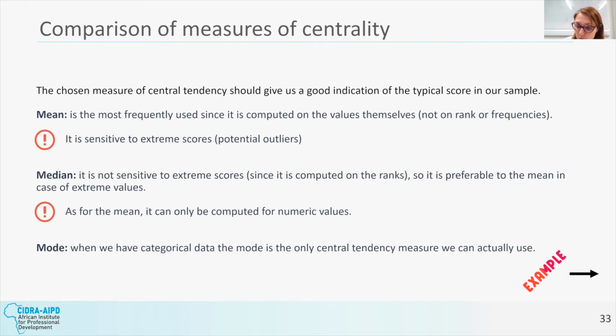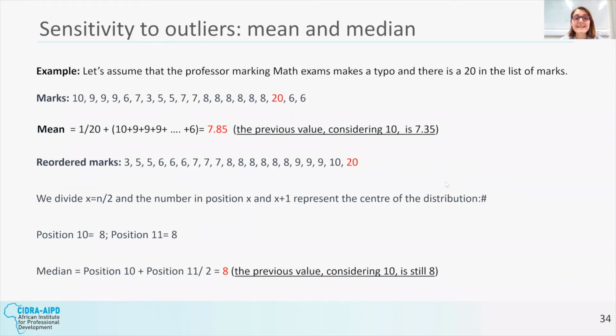Let's see now a short example about the sensitivity of the mean to extreme values. So let's assume that the professor marking the math exams makes an error. Instead of writing 10, they write 20. So in this case, if we compute the arithmetic mean, we will have that the average math score of the class will be 7.85, when originally with the correct value of the mark it was 7.35. So the typo has increased the value of our mean by 0.5 points.